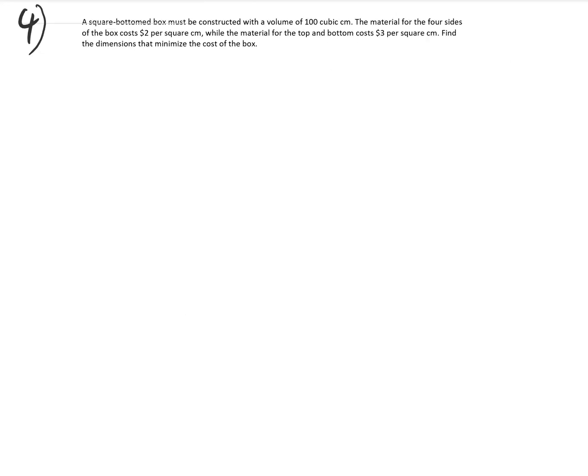All right, word problems, here we go. A square bottom box must be constructed with a volume of 100 cubic centimeters. Square bottom box, okay, so let's see. We've got the bottom is a square, and we have, here's our box. Okay, square bottom. The material for the 4 sides of the box costs $2 per square centimeter.